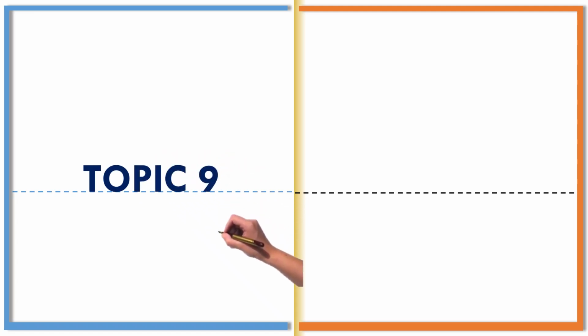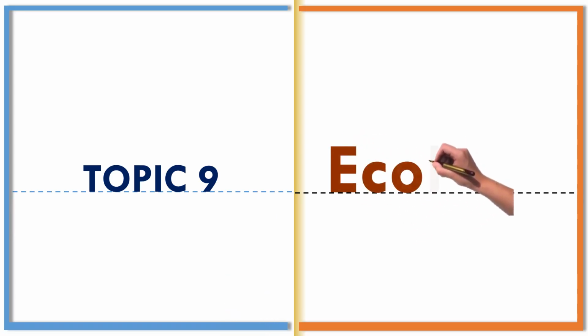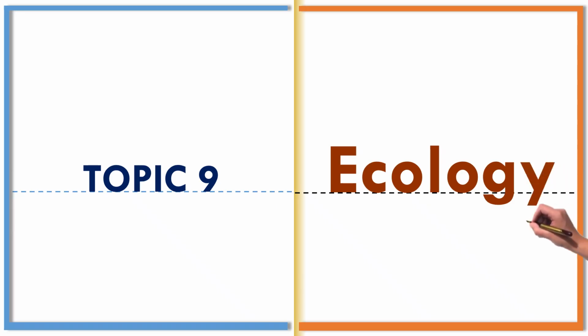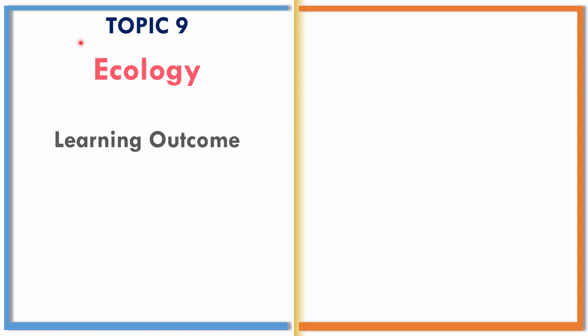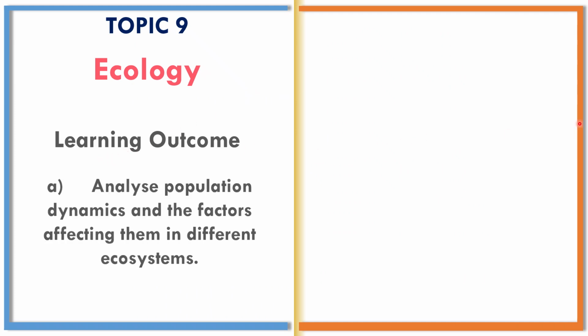Topic 9, Ecology. My name is Joshua Mugabi. I welcome you to Topic 9, Ecology. We are going to look at Learning Outcome A, analyze population dynamics and the factors affecting them in different ecosystems.